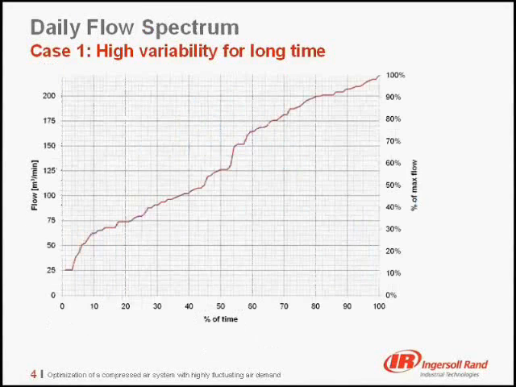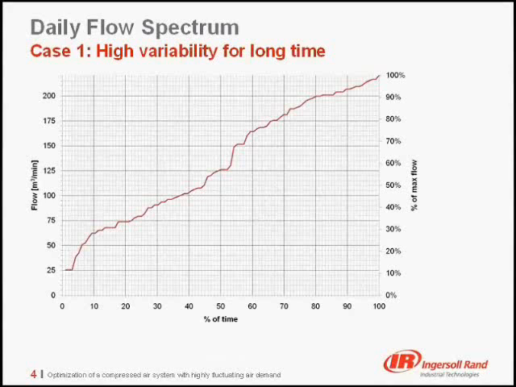Another way of representing the previous flow profile is the flow spectrum. On the y-axis you find the requested flow as an absolute figure on the left, and as a percentage of the maximum requested system flow on the right. The x-axis shows the time as a percentage of the period of observation.